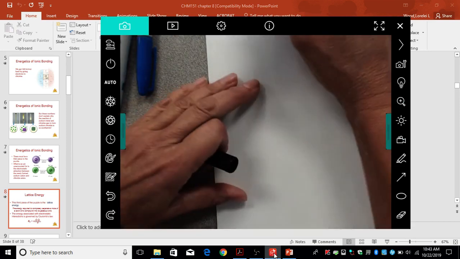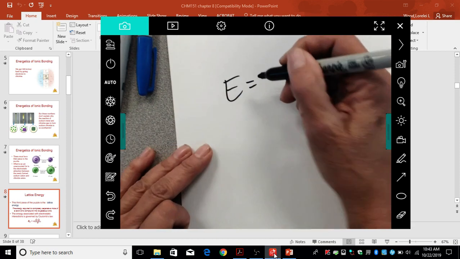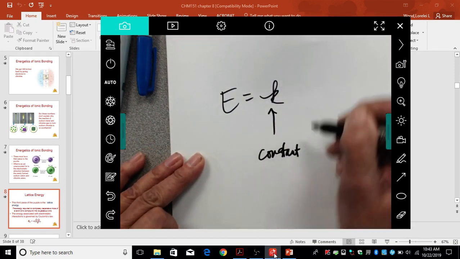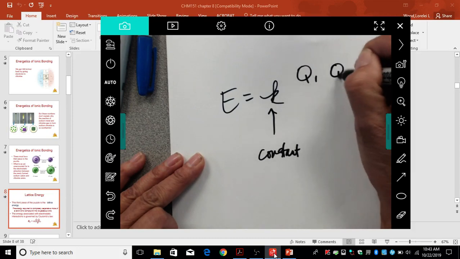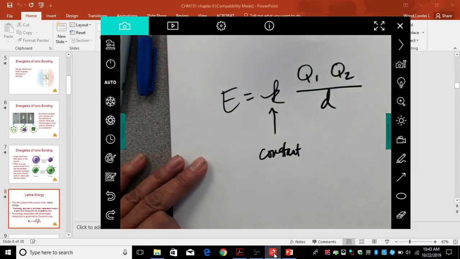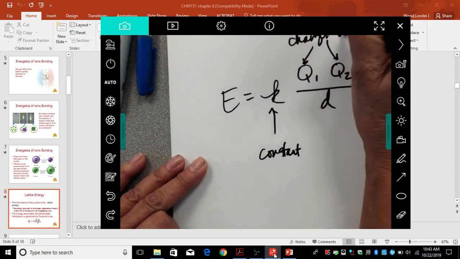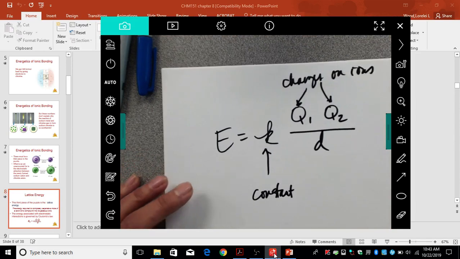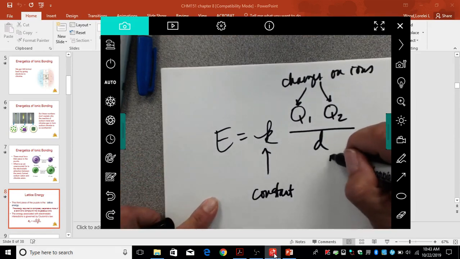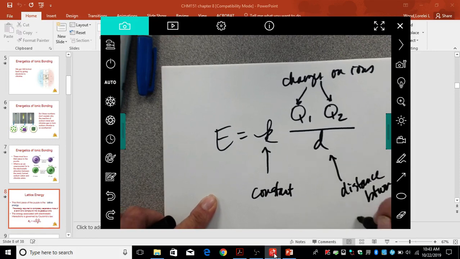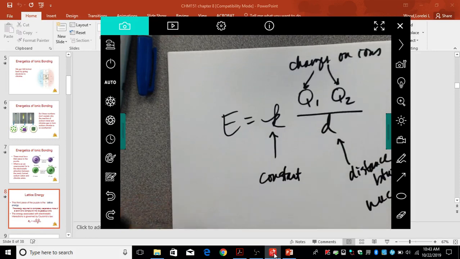I'm going to abbreviate the formula here. So E is equal to K, which is a constant, times Q1 Q2 on top, and D on the bottom. These are the charges on the ions involved in the ionic compound, and D is the distance between the nuclei of the atoms involved in the bond that is ionic. So let's think about that. This is the total energy.